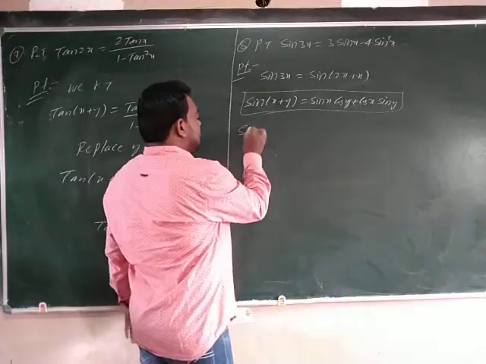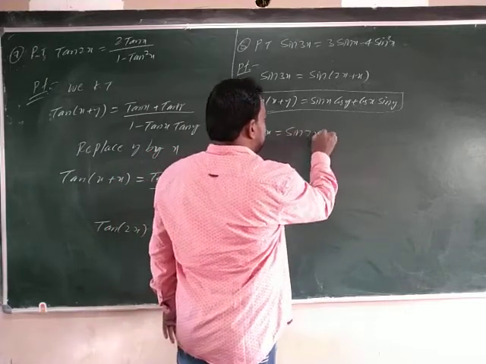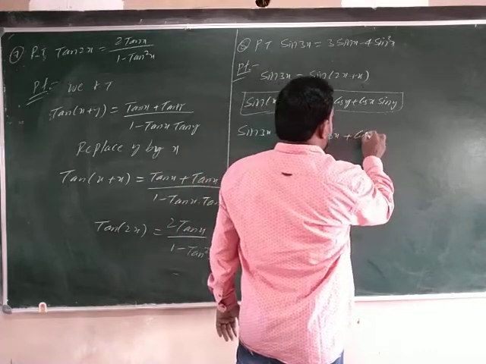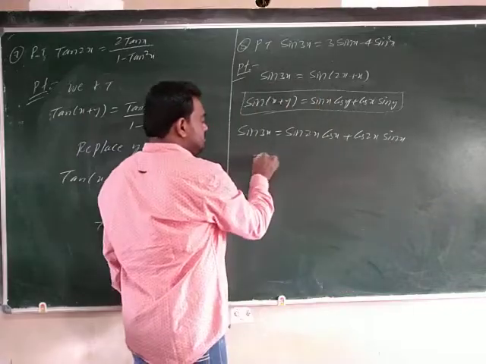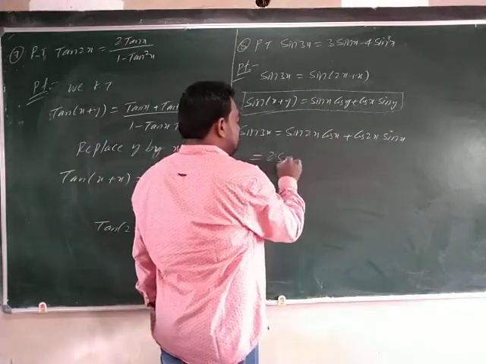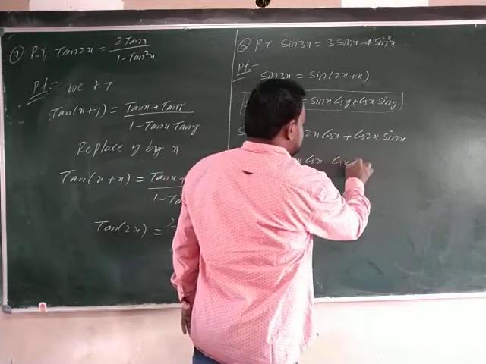So what are we getting? Sin 3x is equal to sin 2x cos x plus cos 2x sin x. You know the sin 2x formula. What is that? 2 sin x cos x into cos x.